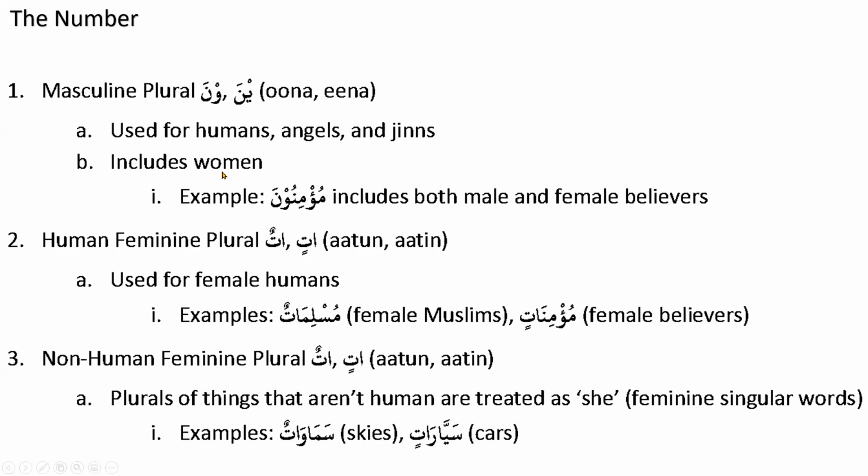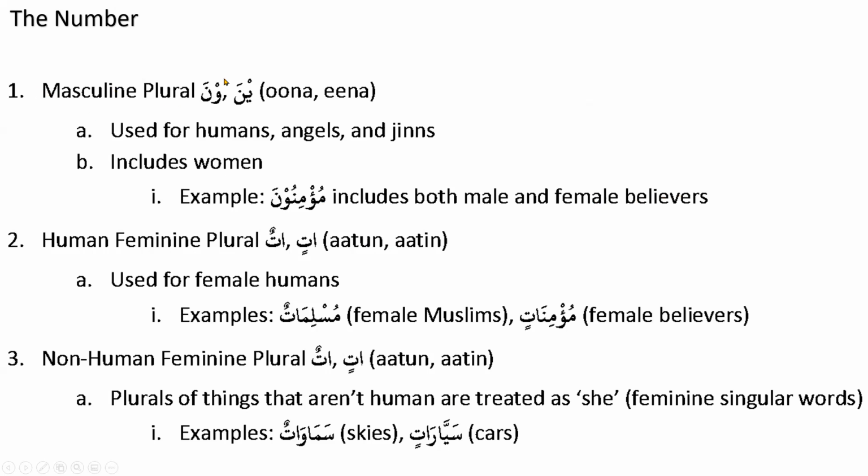It cannot include only women. It means that if I'm talking about a group of 7 people and I use the word Muslimuna or some other word ending with una or ina, that means it could have men and women, or it could have only men. So the example mu'minuna includes both male and female believers. Simple as that.